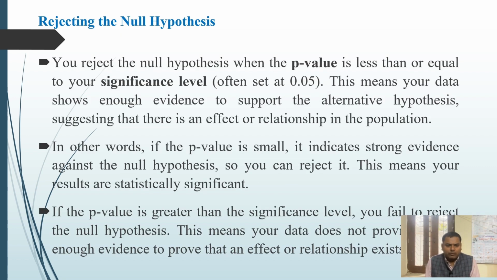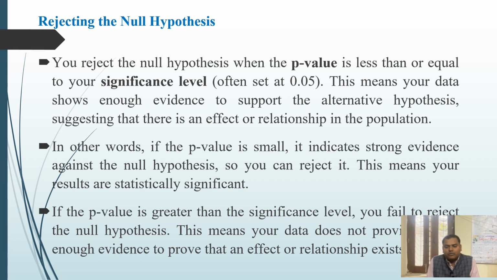Testing of the hypothesis. You reject the null hypothesis when the p-value is less than or equal to the significance level. In social science, we take the significance level 5% or 10%, but in the sciences, we take the significance level 1%. This means your data shows enough evidence to support the alternative hypothesis if your significance level is 0.05, suggesting that there is an effect or relationship in the population.